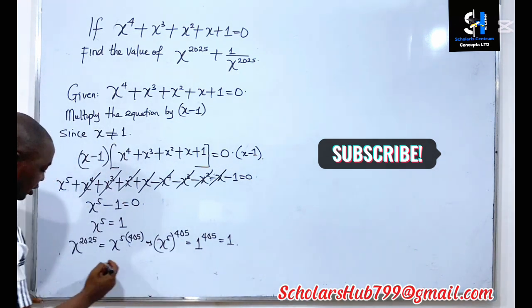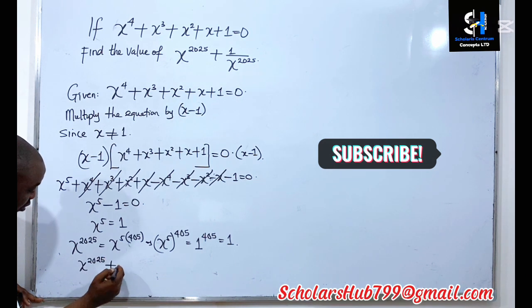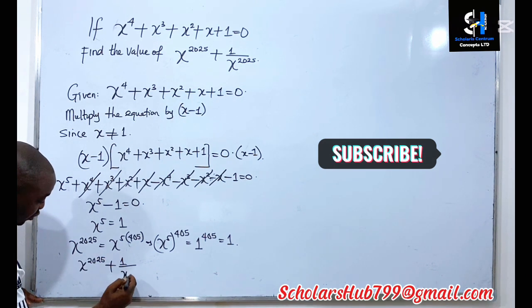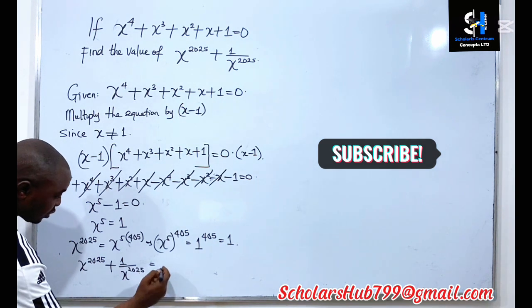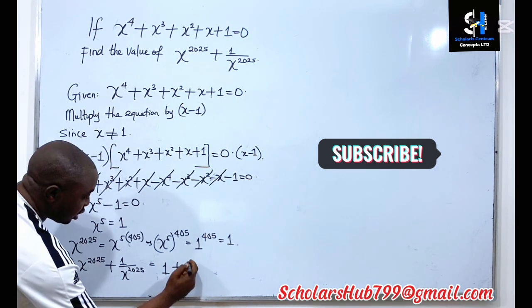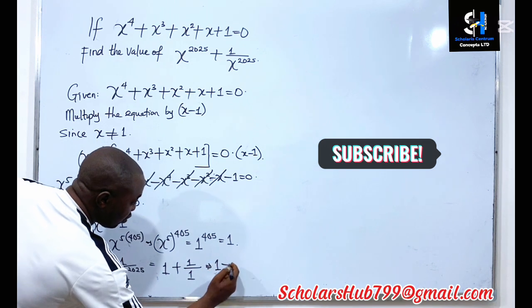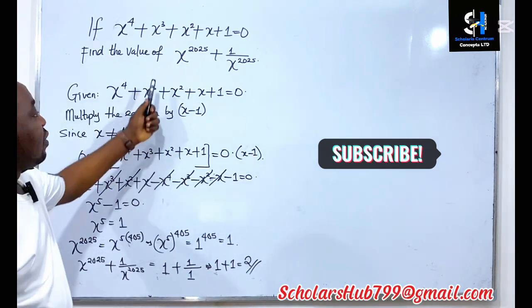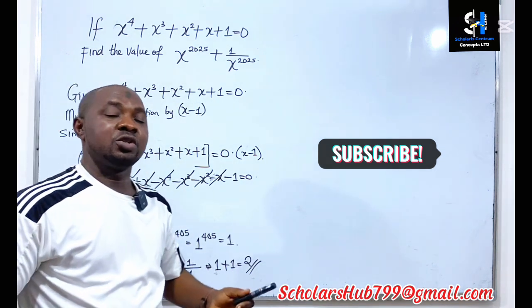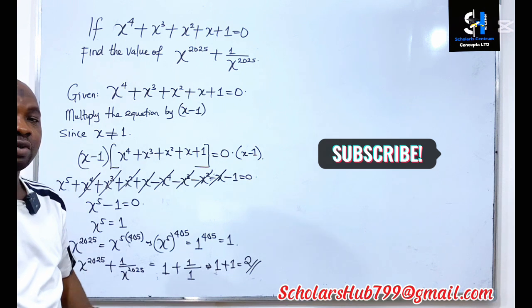So which means that if we have x raised to the power of 2025 plus 1 over x raised to the power of 2025, that will be equal to 1 plus 1 over 1, which is the same thing as 1 plus 1, and the answer will be 2. So the value of x raised to the power of 2025 plus 1 over x raised to the power of 2025 is 2.